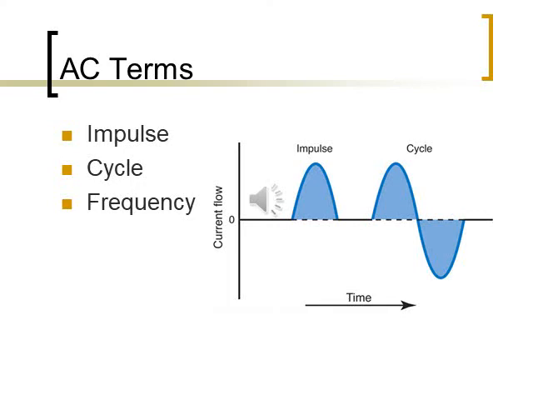A cycle is basically two impulses, one positive and one negative. Then you have your frequency, which is the rate per second. The frequency setting is something you're going to be utilizing with the different waveforms that we use. So here we have impulse, cycle, and frequency. Impulse is the flow of alternating current in a single direction, a cycle is two impulses, and the frequency is the rate, or how many pulses you have per second.